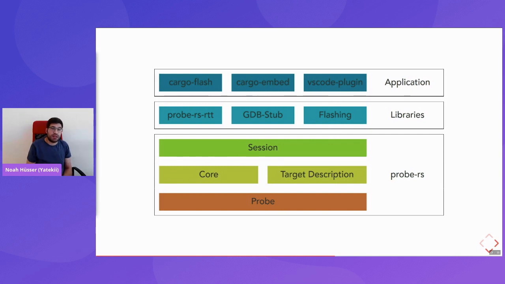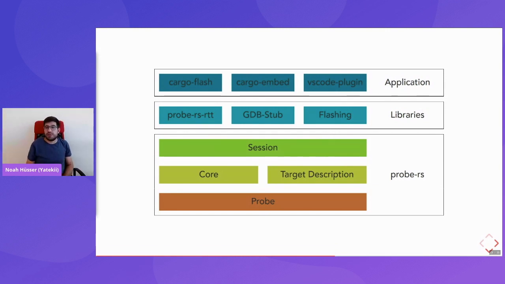And then at the top level, we have the session struct we have seen in the code example. It just holds a reference to the probe and the target description, and it holds core state sort of internally. And you can get a handle to a core by polling the session for the core handle, and then you can control the core from that. So the session is just really a top-level entry struct which manages all state. And then this is basically probe-rs.